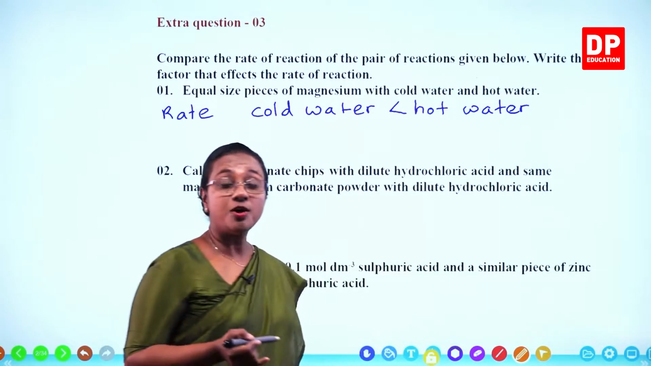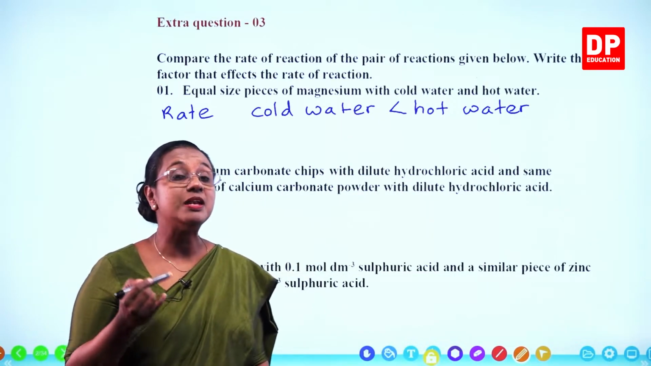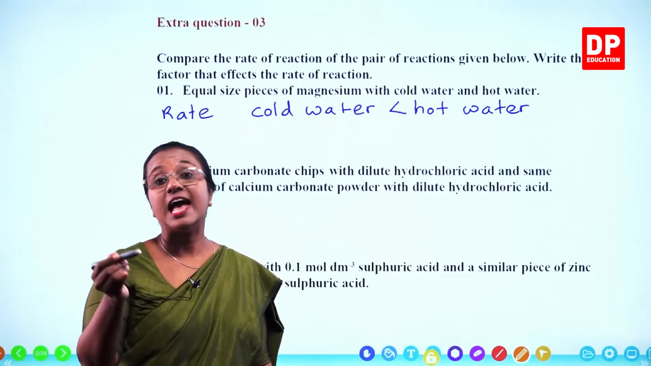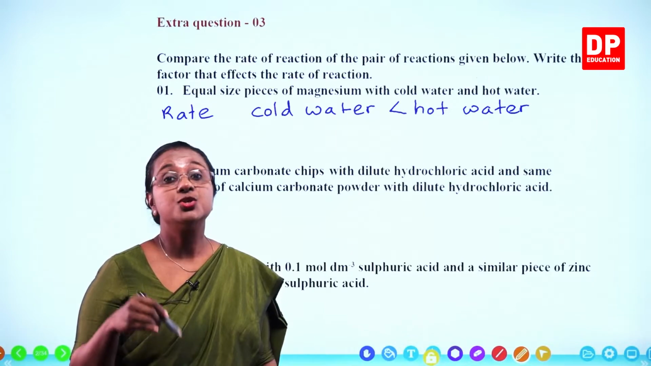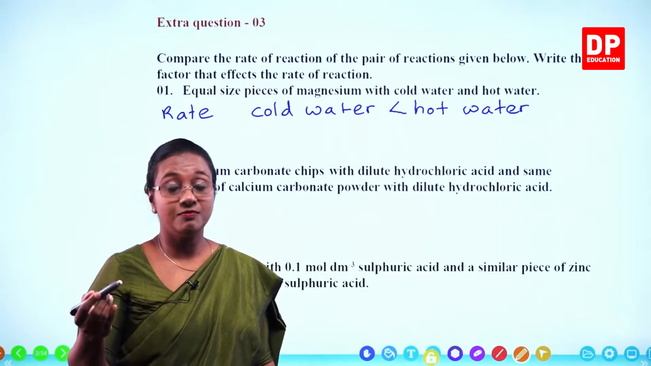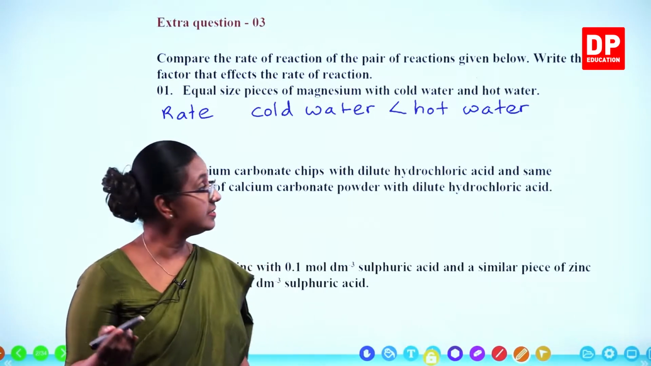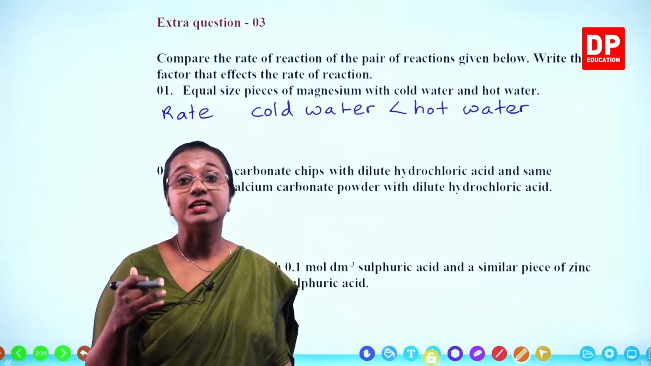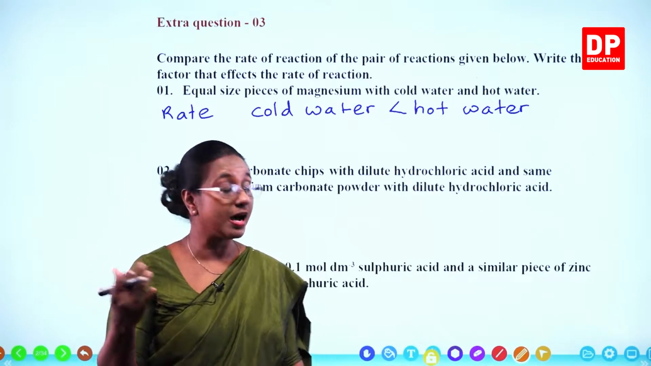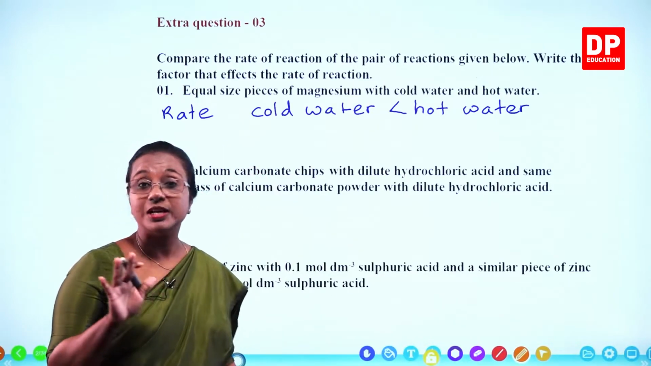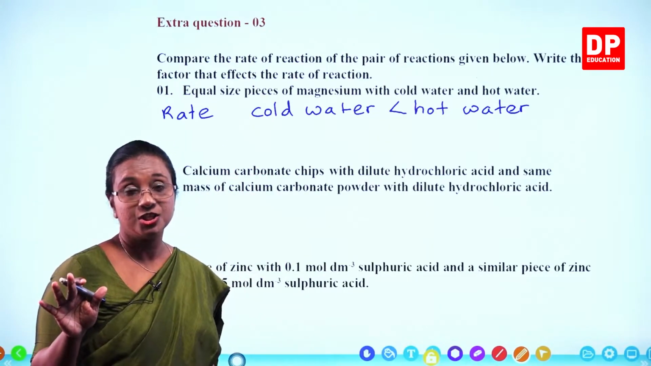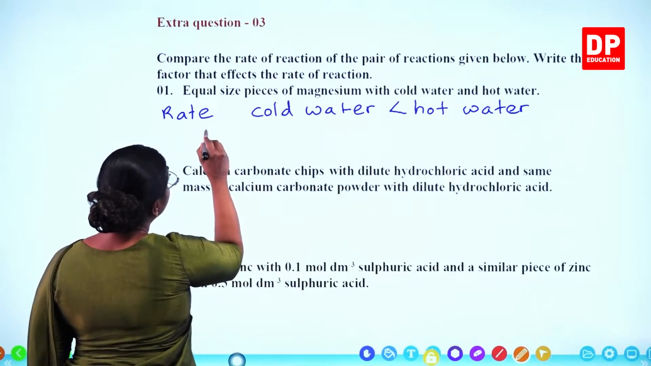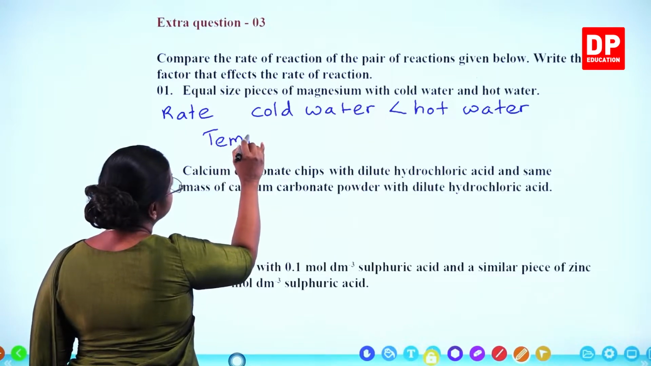So what will be the observation, students? You all can remember when magnesium reacts with hot water, magnesium hydroxide and hydrogen are formed. So hydrogen gas bubbles are evolved. You can observe the rate of fizzing. So when it is hot water, rate of fizzing will be faster. Gas bubbles will be liberated faster. In cold water, usually you don't see a reaction. So the rate of reaction is high when it is hot water. And the factor is temperature.